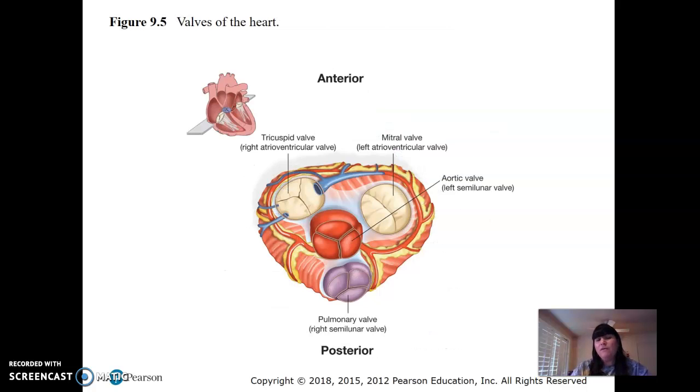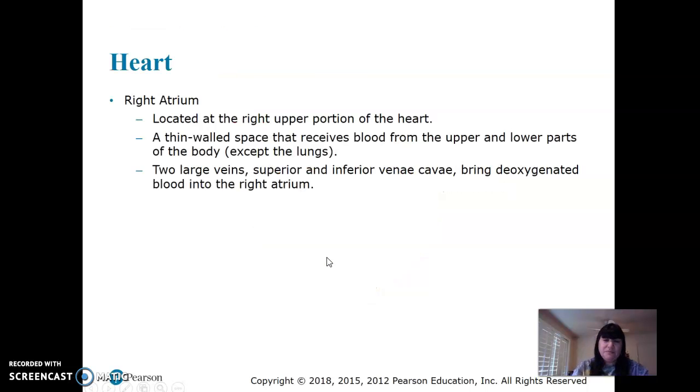Here's a view of the heart from the top. If we're looking from the top down, that's a superior view. And here you can see the valves. So this is why it's called tricuspid, because there are three flaps. Mitral is also the bicuspid valve, and these are the semilunar valves.